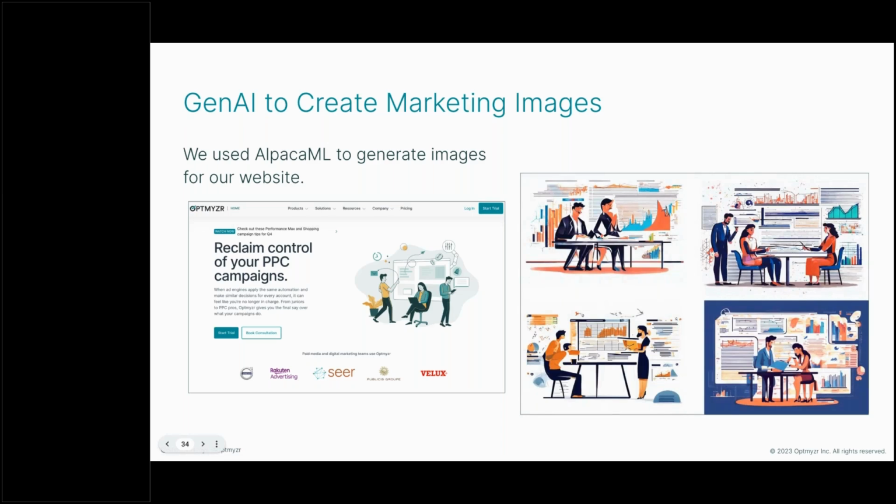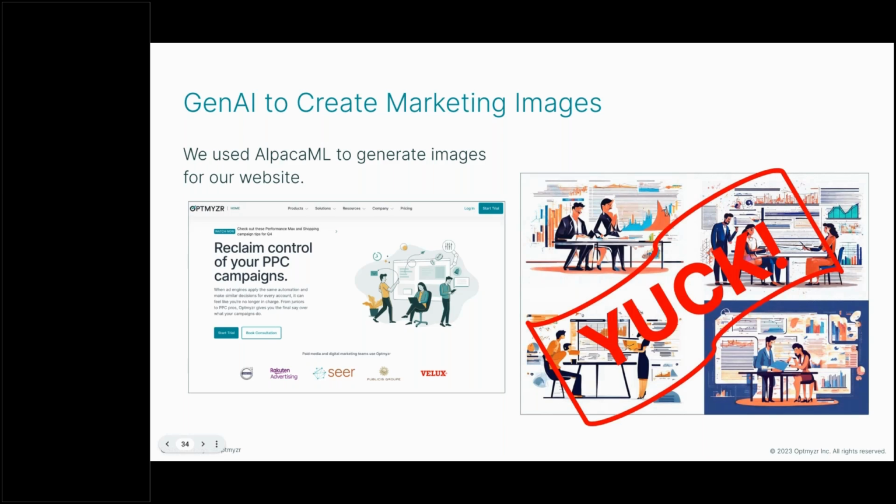So you can see we have sort of a visual style that we like to use for images. Now, I went to Alpaca ML, which is a system that can generate images. And I was like, well, give me a few images. And, you know, yuck. Let's just leave it at that, yuck, right? So it's not a good fit for the Optmyzr brand.